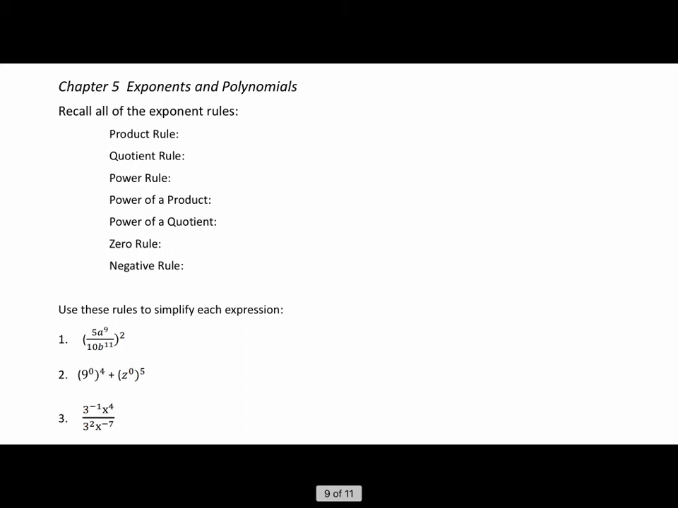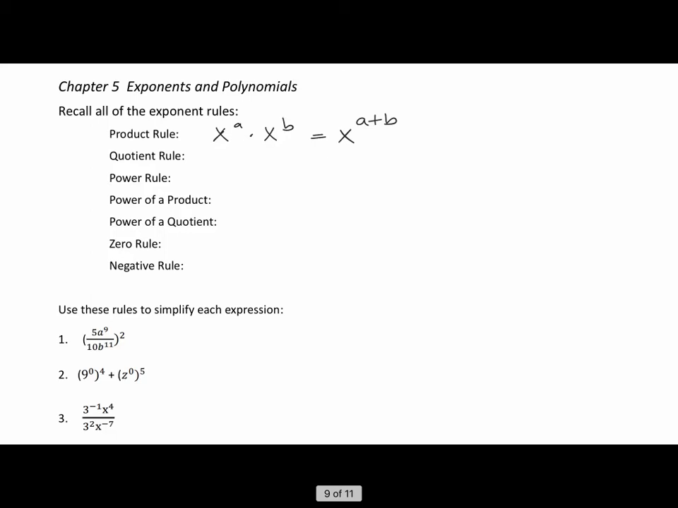In Chapter 5 of our textbook, there's information about exponents and polynomials. So there's a ton of exponent rules. I'm just going to briefly talk about them here. The first is the product rule. If you multiply a base by the same base, then you keep that base and you add the exponents together.